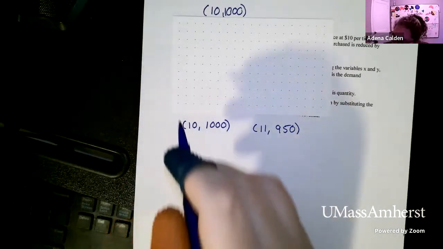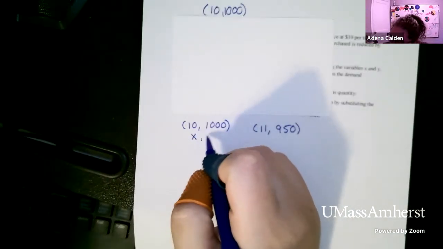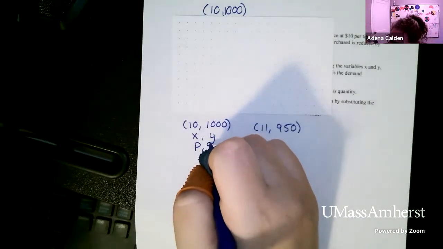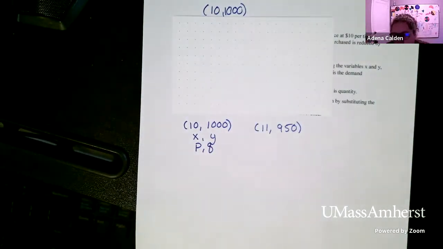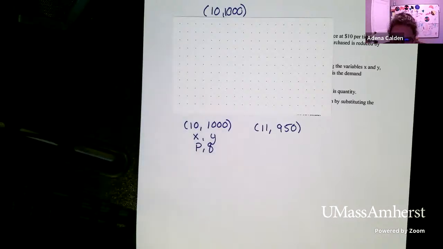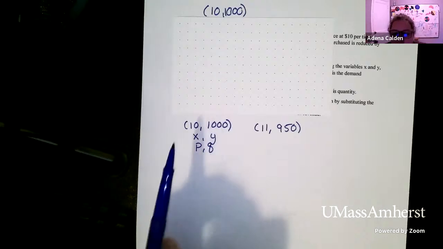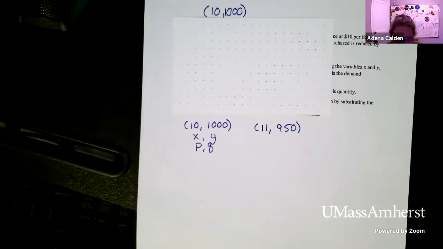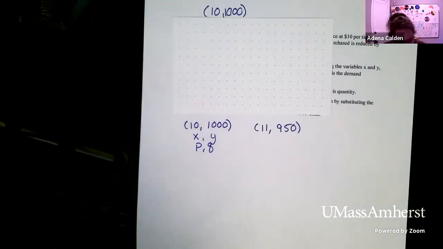Normally we write our points x, y, but we're writing our points p, q, price and then quantity. I'm going to set up our linear equation using y equals mx plus b. And once I have the equation, I will then convert the variables. If you prefer to start with q and p, that's totally fine too. It's just a matter of preference.